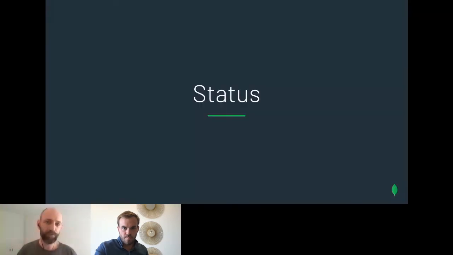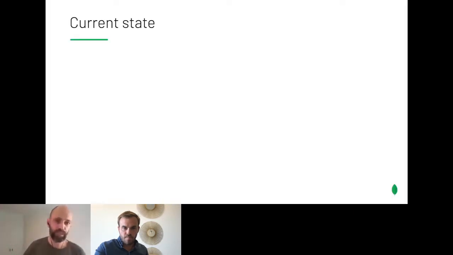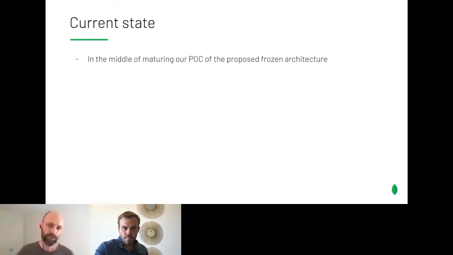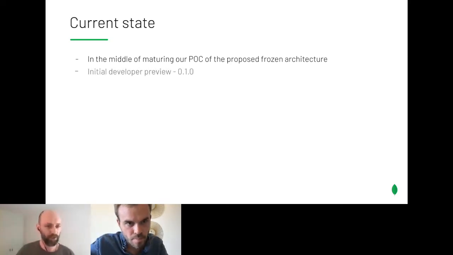So, as you might have read between the lines, this is not all in place yet, but I'll try to give a status. We're in the middle of maturing this proof of concept of the proposed frozen architecture. This is merged into our master branch bit by bit without exposing it to the public API. There's a lot of pieces that need to fit together before we can trigger and migrate completely to this new architecture. But you can still try our library out.